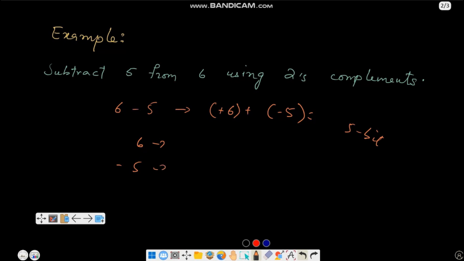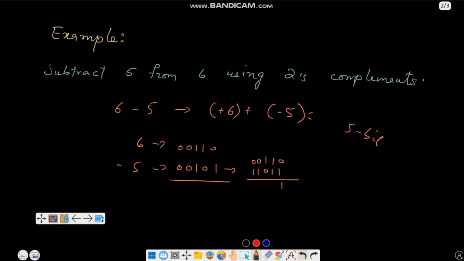You will convert 6 into binary, which will become 0 0 1 1 0, and 5 will be 0 0 1 0 1. Now as this is a negative number, we will find the 2's complement of this number, which will be 1 1 0 1 1, and the above number is a positive number, so it will be kept just like that, 0 0 1 1 0. And I'll simply add these two.